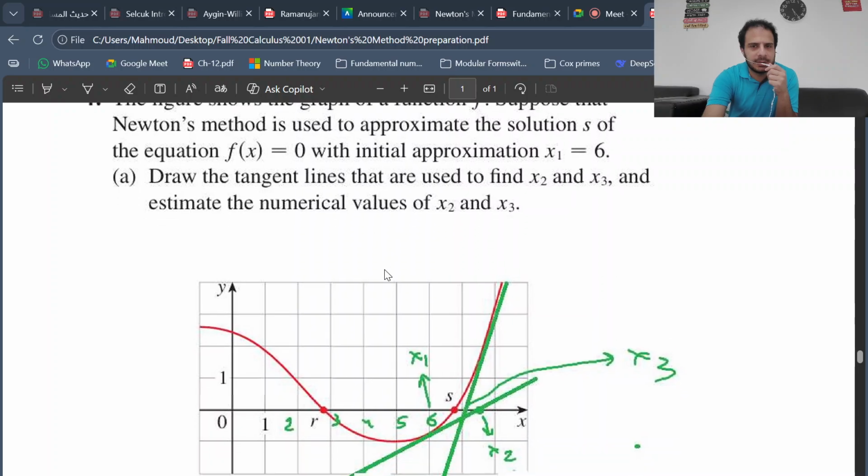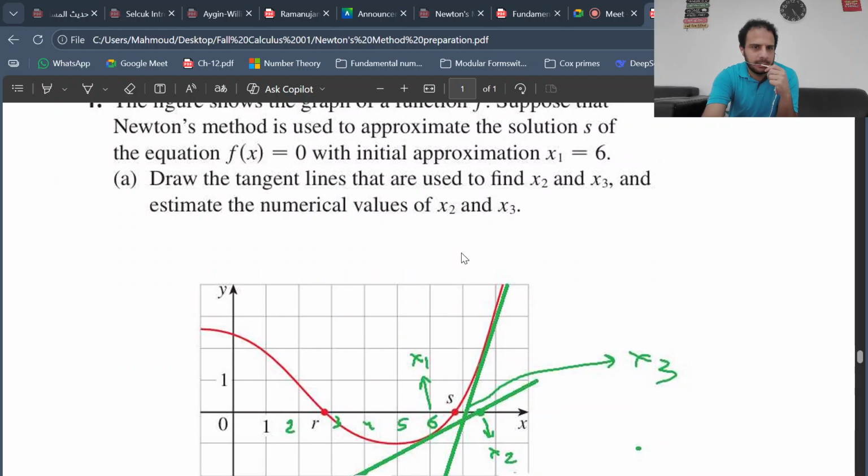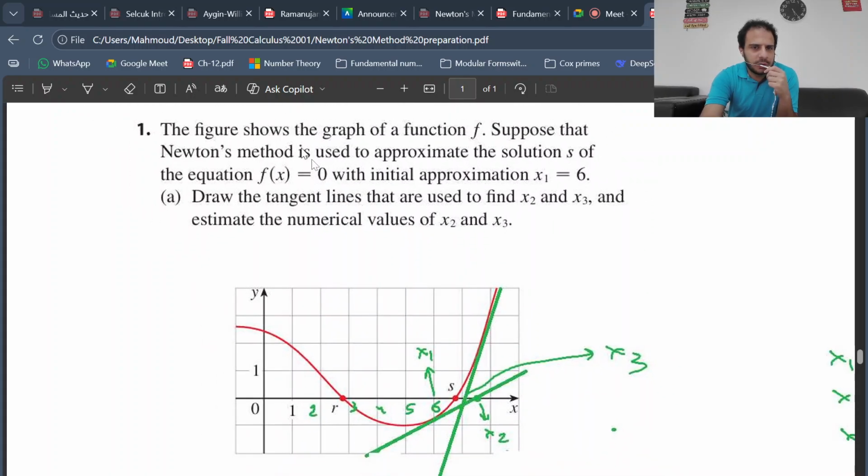Now see this. This graphic question is for understanding. The figure shows the graph of a function f. Suppose that Newton's method is used to approximate the solution S of the equation f of x equals 0 with initial approximation x1 equals 6.